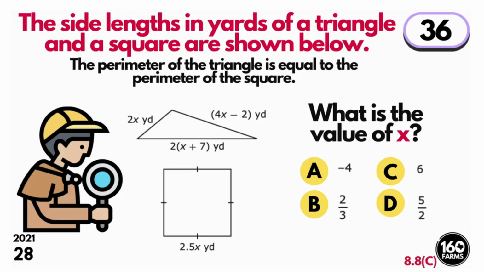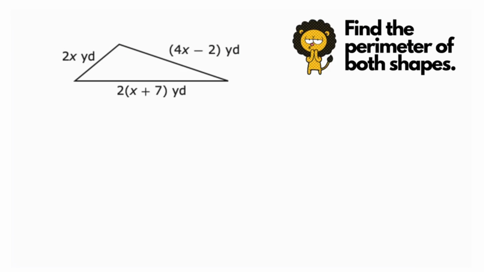Number 28, the side lengths in yards of a triangle and a square are shown below. The perimeter of the triangle is equal to the perimeter of the square. What is the value of x? We've got some algebraic expressions here, and the number one thing we've got to figure out is we've got to find the perimeter of both of these shapes and then set them equal to each other and then solve.